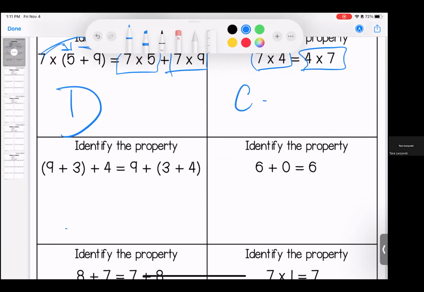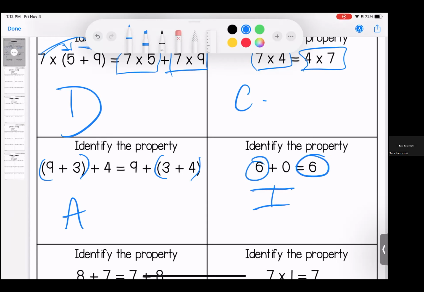Over here, we have associative. We're grouping different sets, but it doesn't matter what we do. We still get the same answer because with adding, we can change how we're doing them and we're still getting the same answer. So 9 plus 3 and then adding 4 is the same as 3 plus 4 and then adding 9. This is going to be identity.